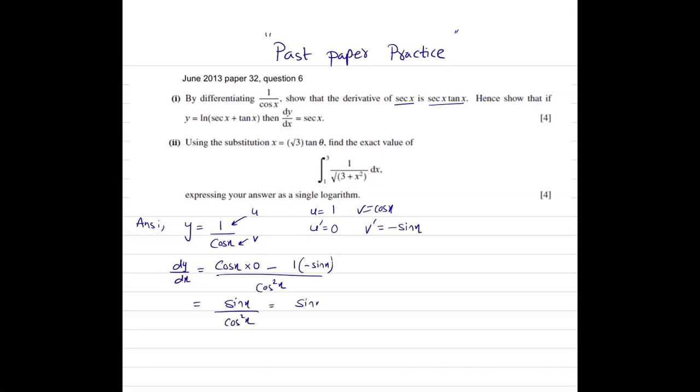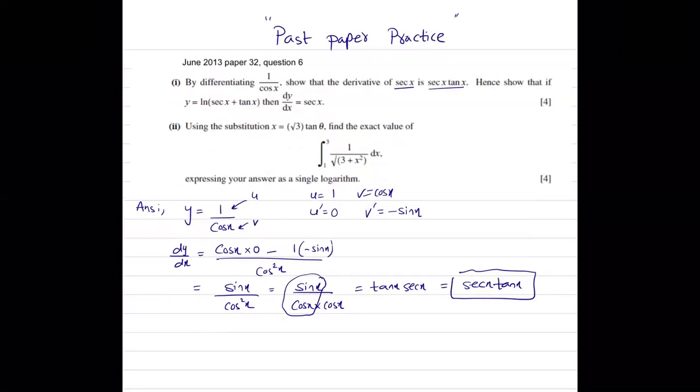So I'm going to get sin x over cos square x. Now sin x upon cos square x can be written as sin x upon cos x times 1 upon cos x. Sin x over cos x is tan x, and 1 upon cos x is secant x, hence it comes out to be secant x tan x. You have shown this. It then says, hence show that if y is equal to ln of secant x plus tan x, then dy by dx is equal to secant x.